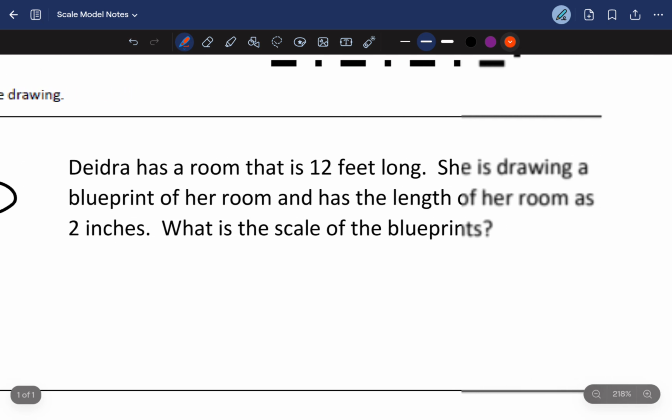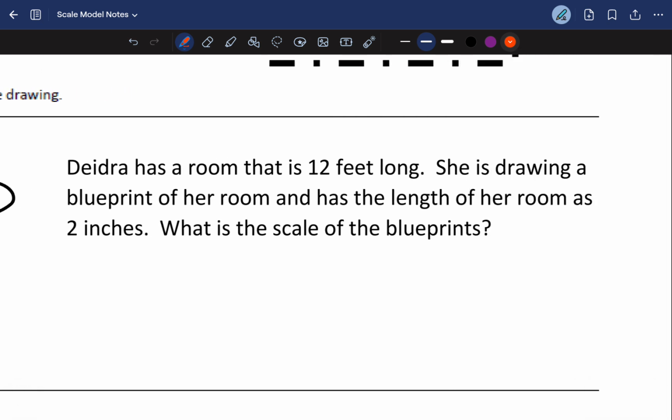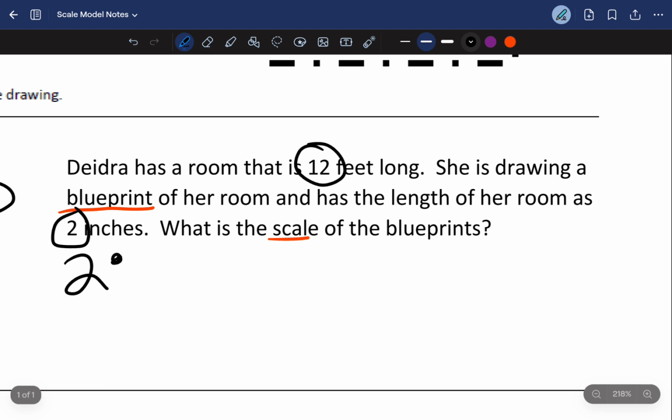And then our next example, Deidre has a room that is 12 feet long. She is drawing a blueprint of her room and has the length of her room as 2 inches. What is the scale of the blueprint? So I see that she has a room that is 12 feet long, and in her scale it's going to be 2 inches. So I'm going to set up that ratio. The drawing number goes first. So in this case, 2 inches to 12 feet.